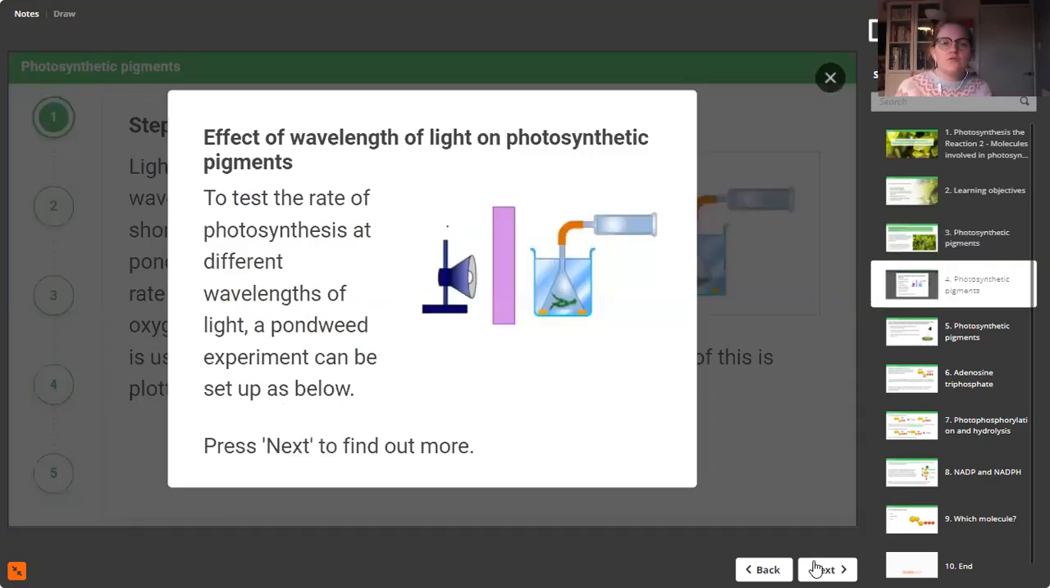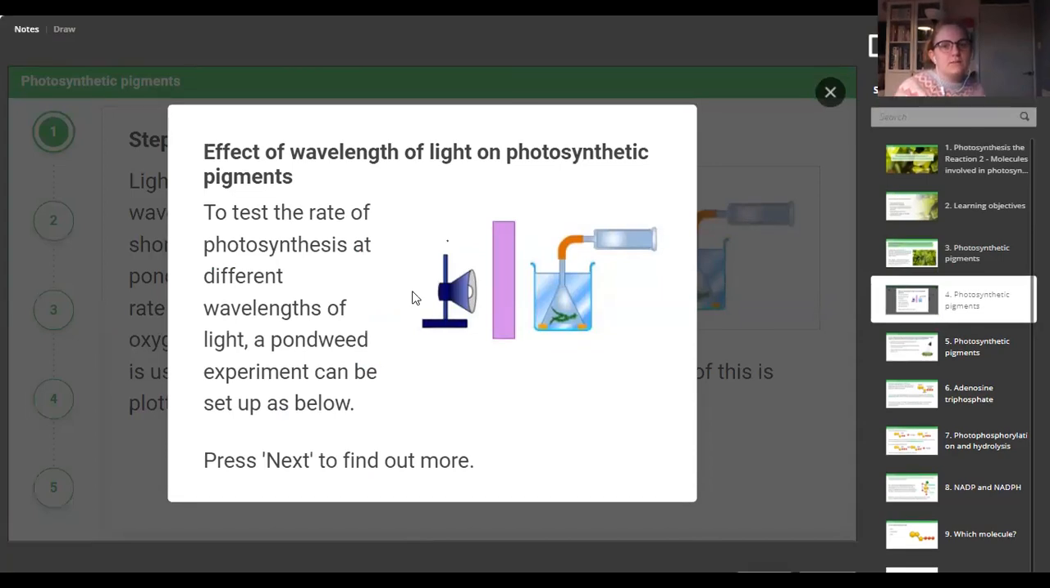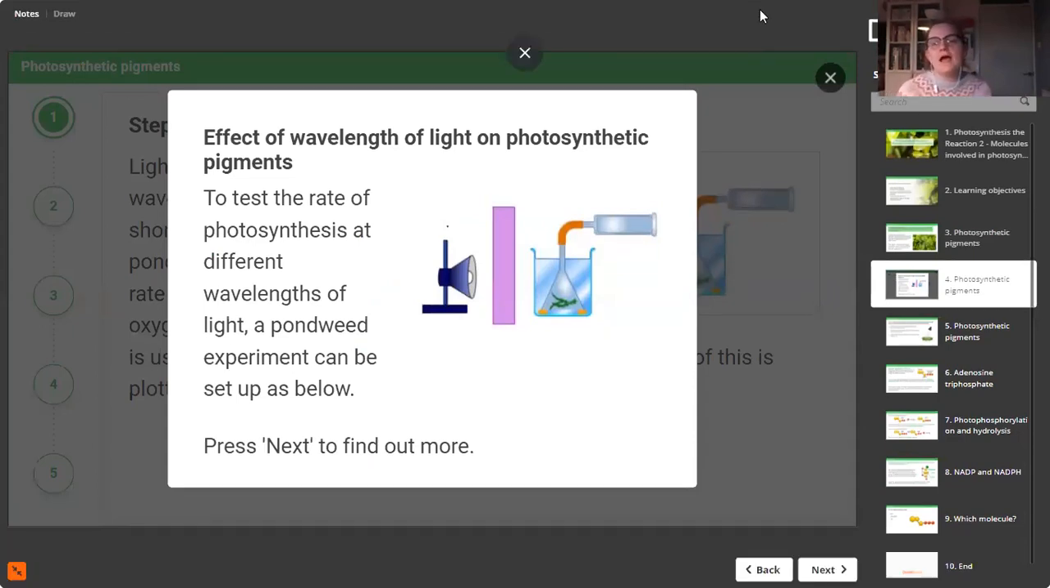So something you have to be able to talk about, and they might ask you about in an exam, is actually being able to look at the effect of different wavelengths on photosynthetic pigments. It's quite a basic experiment, really. If you think back to GCSE, you'll have done one very similar that was looking at light intensity.